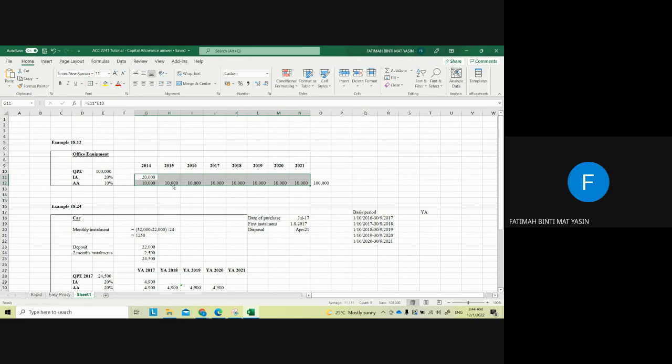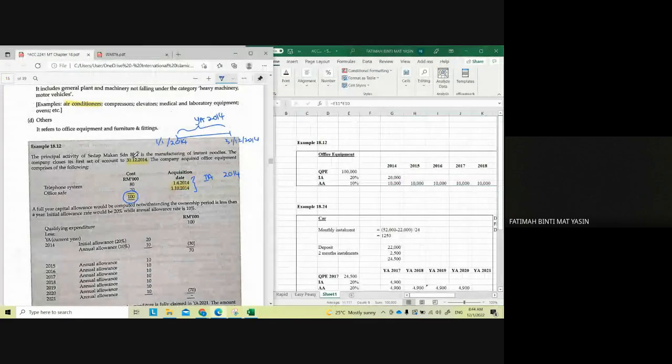So 1, 2, 3, 4, 5, 6, 7, 8, 9, 10. The total is already 100,000. So that's why, if the company still owns the asset, the office equipment, in 2022, the company can no longer claim the annual allowance for that office equipment, because the company has already fully claimed the initial allowance and the annual allowance for it. So that's example 18.12.